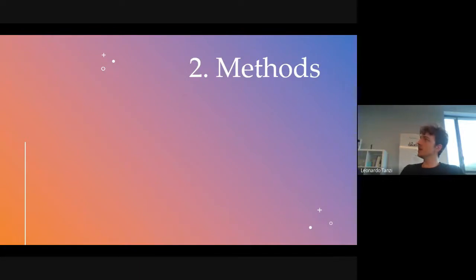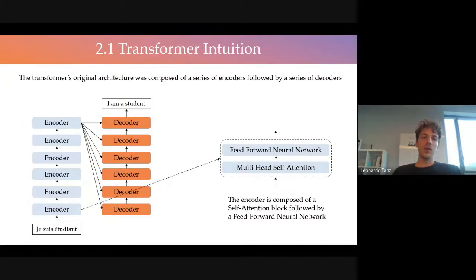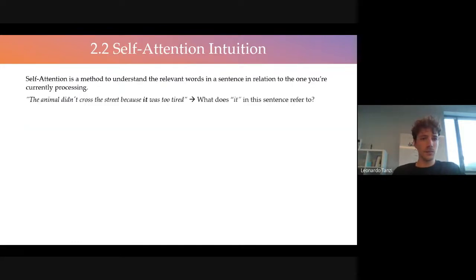And okay, now I'm going to discuss the methods. As we use the vision transformer, I'm going to start by giving an intuition of the transformer. I don't work with natural language processing, but as the transformer was introduced for NLP, I'm going to use an example based on NLP. The original architecture is composed of a series of encoders and a series of decoders. It takes as input a sentence and returns a translation. The main block of the encoder is composed of a multi-head self-attention block and a feed-forward neural network. The multi-head self-attention block is actually the true novelty introduced by the transformer, so I'm going to discuss it in a little more detail.